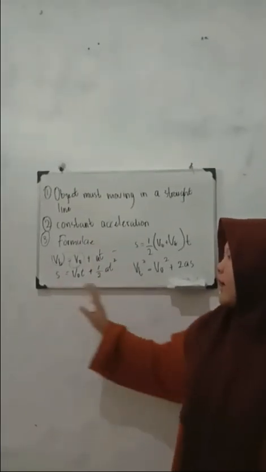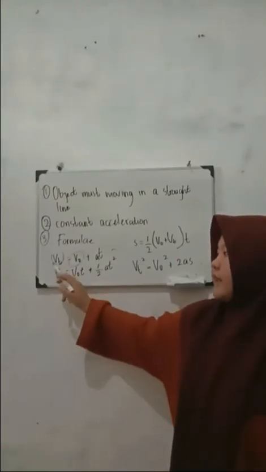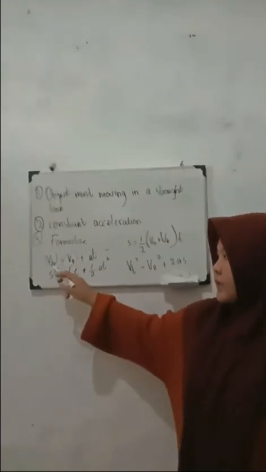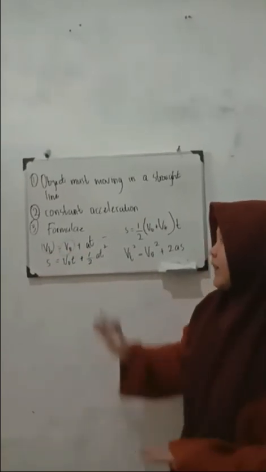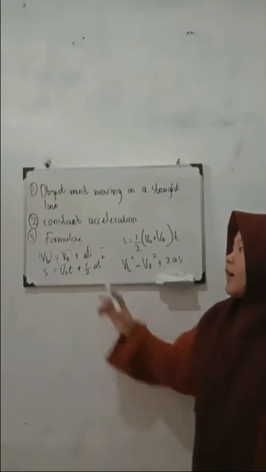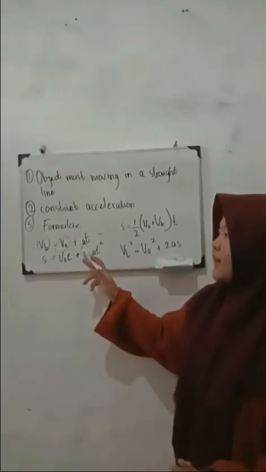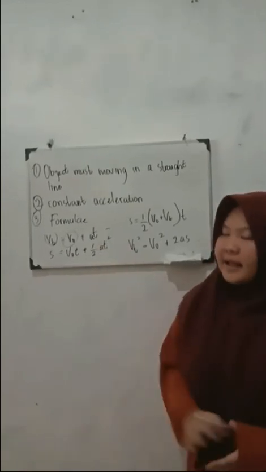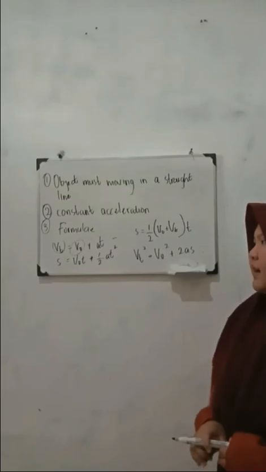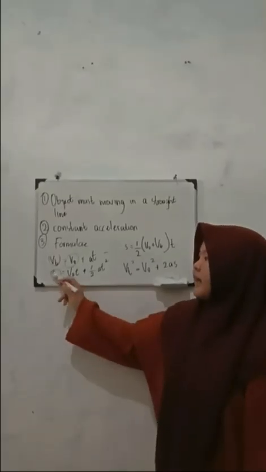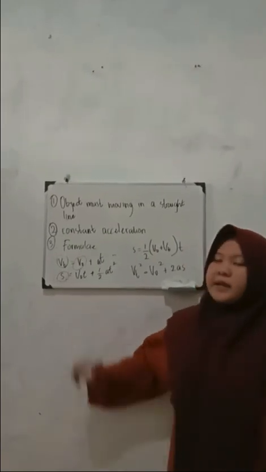And what do their letters represent? Vt represents final velocity, and V null represents initial velocity, and A represents acceleration, and T represents time, and the last, S, represents the displacement.